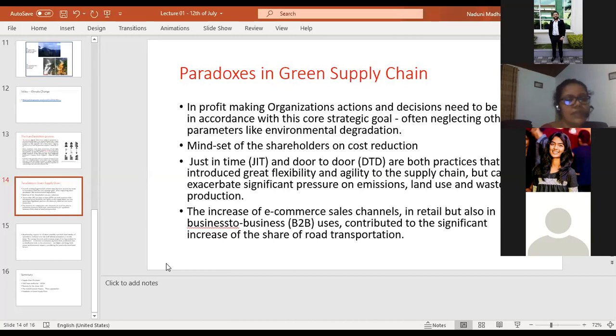Especially when we look at this, I told you we are mainly focusing on profit making organizations. In profit making organizations, they are mainly focusing on reducing the costs and maximizing the profit only. So these particular companies are neglecting parameters like environmental degradation. They are not much concerned about harming the environment. The concern is not genuine when it comes to the environmental aspect. Their only focus is on maximizing the profit. That is the exact reason why this top-down approach is required for this sort of organization.